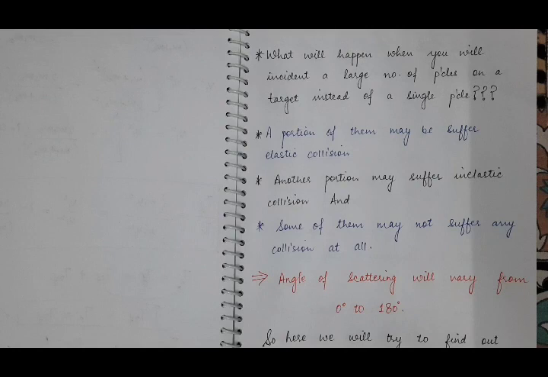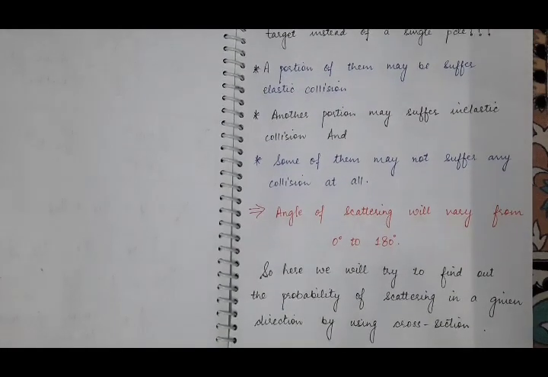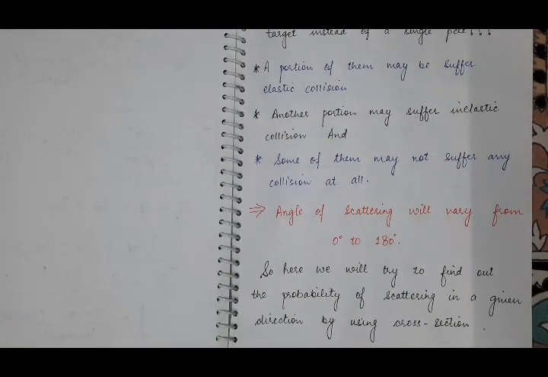So now what we have to calculate is, in any given direction, what is the probability of scattering? Because now there is a large variation in the angle of scattering, from 0 degree to 180 degrees. So now we will find the probability of scattering at any given angle, that means in any given direction. Here we will try to find out the probability of scattering in any given direction by using the concept of cross-section. So now we will study what this cross-section is all about.